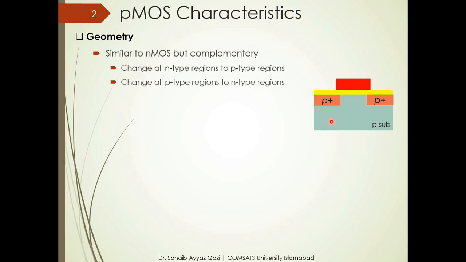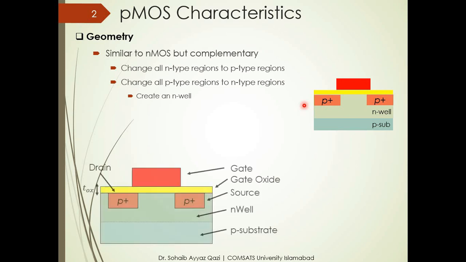That doesn't mean we have to change this p substrate, but what we do is कि हम एक anvil create करते हैं यहाँ पे within p substrate region. So this is our geometry of our pMOS. इसमें आप देख सकते हैं कि सिर्फ हमने इस n plus region को p plus से replace किया है और यहाँ पे हमने एक anvil create किया है. Rest of our design is same. हमने उसमें कोई चीज change नहीं की.